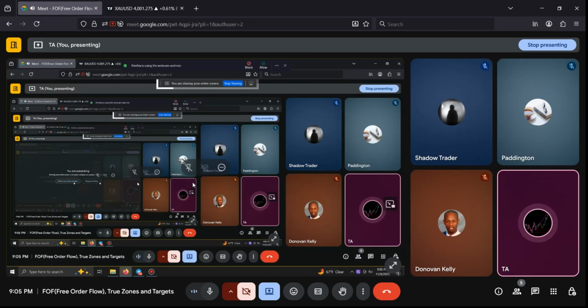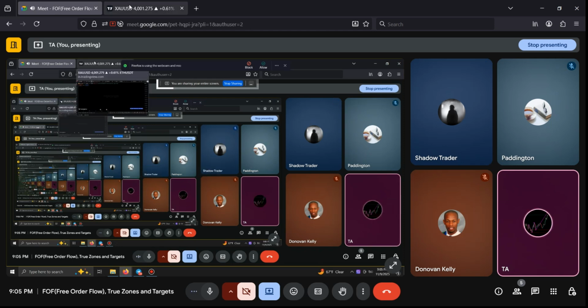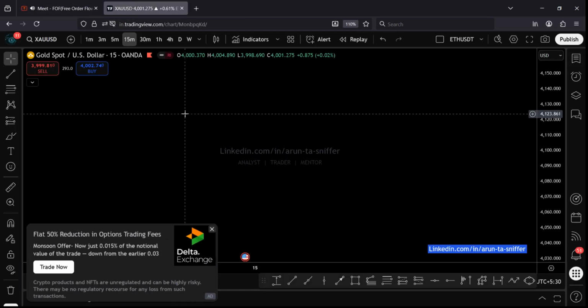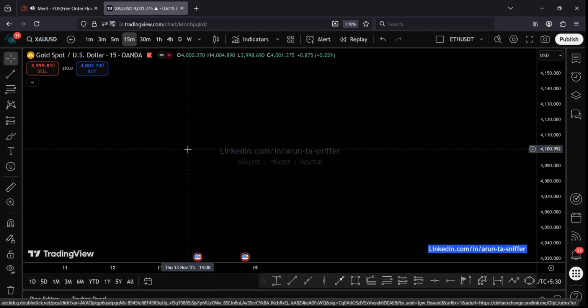Okay, can you see my screen? Yes, the chart window is visible. Yes, it's clear. Okay, great.